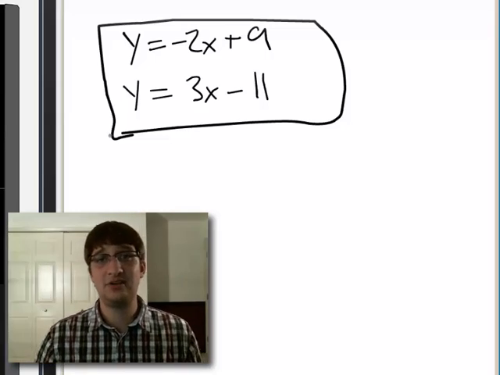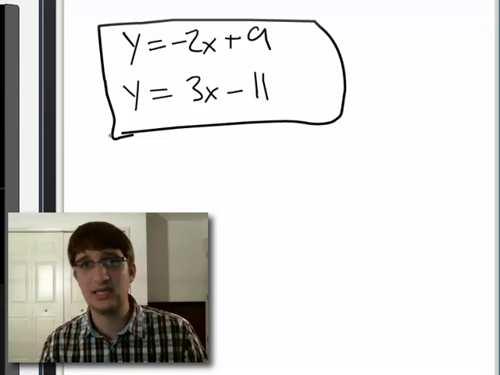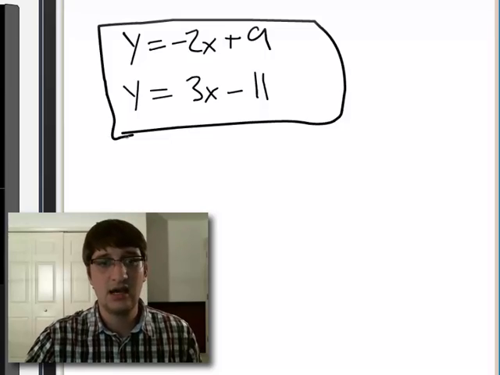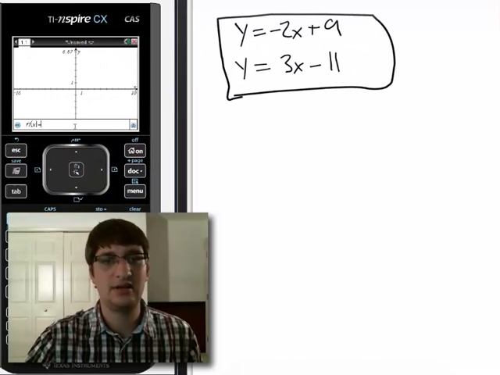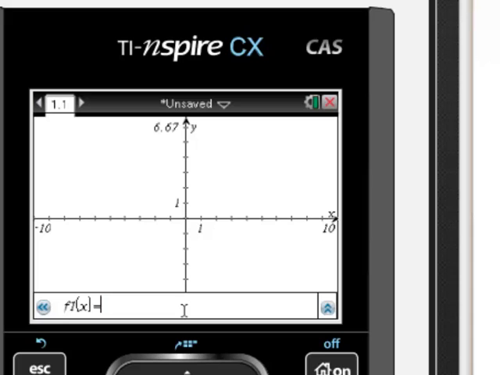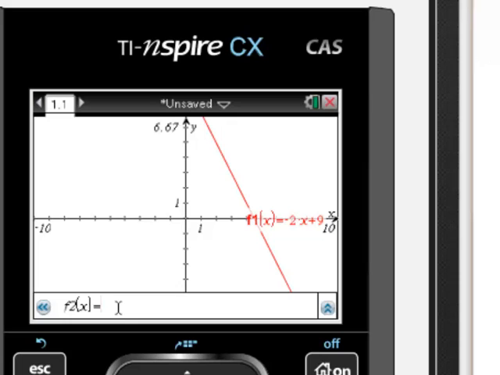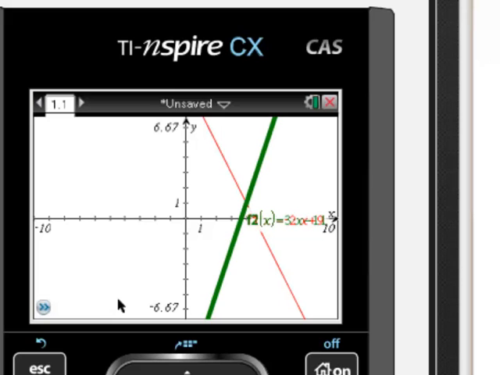First of all, I'm going to enter these because they're already y equals equations. I don't have to move anything around. I'm going to start by entering negative 2x plus 9. There we go. I've entered my first line, and now I'm going to enter the second one. Again, hit tab to bring up the equation editor and type in the second one, 3x minus 11.